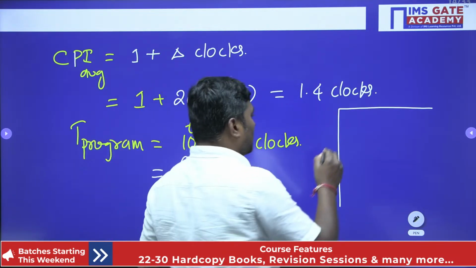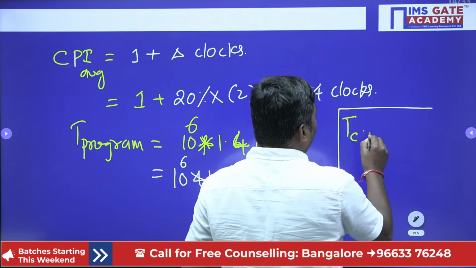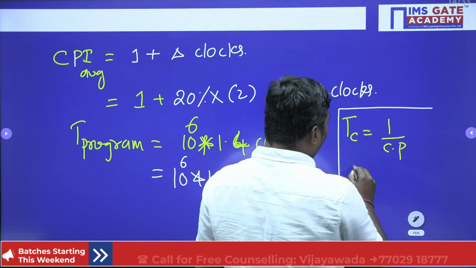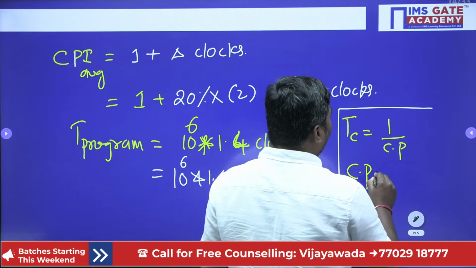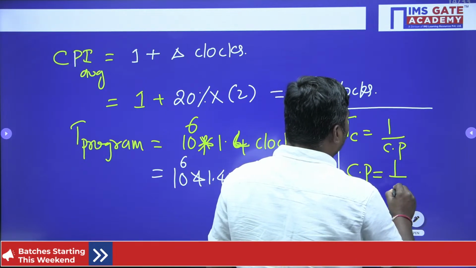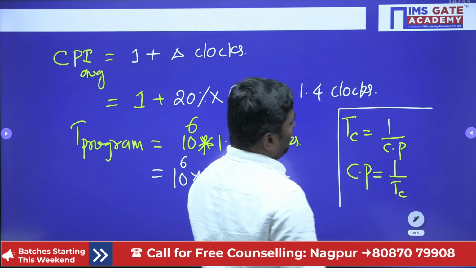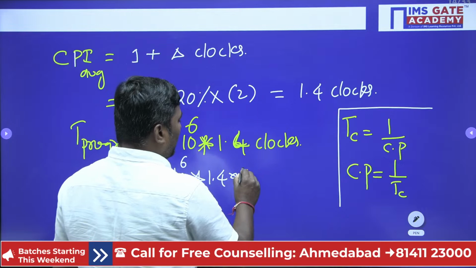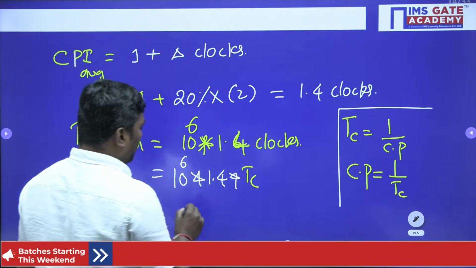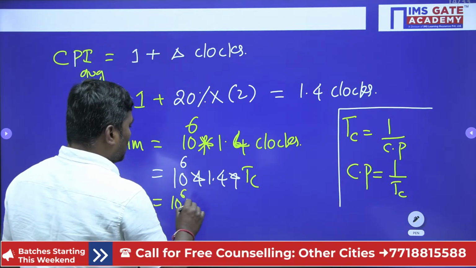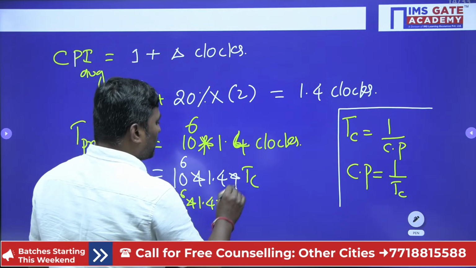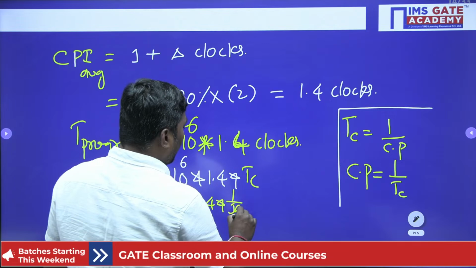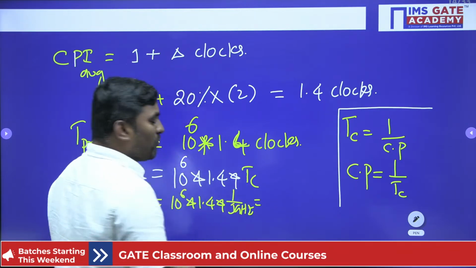So the time for the clock will be reciprocal to the clock rate. Or if you want to find the clock rate, it is reciprocal to the clock cycle time. So now we need the TC value. TC means clock time. So 10 power of 6 into 1.4 into TC, where TC will be 1 by clock rate. What is the clock rate? 1 gigahertz, they said. So 1 by 1 gigahertz.